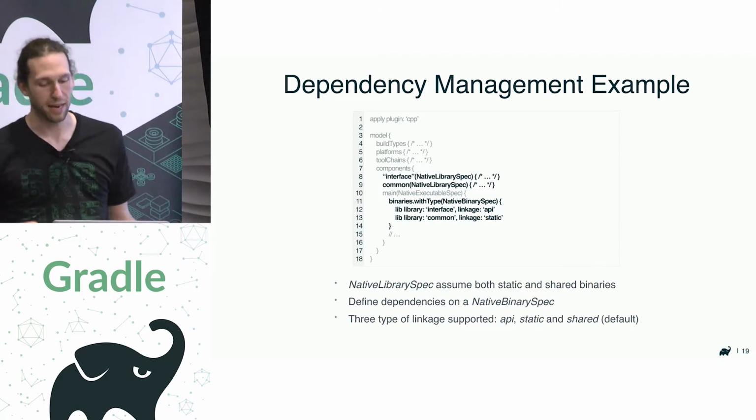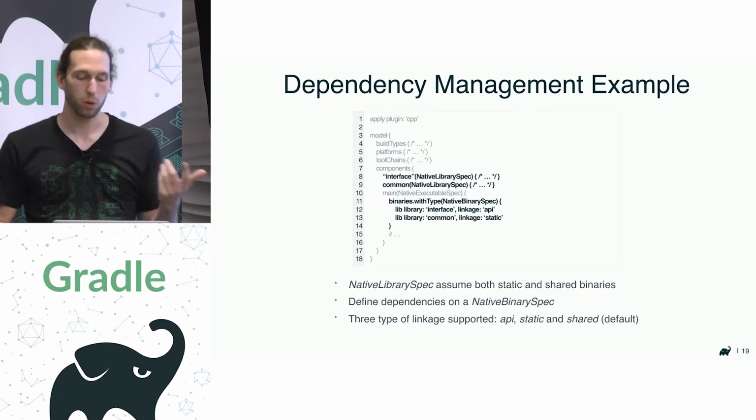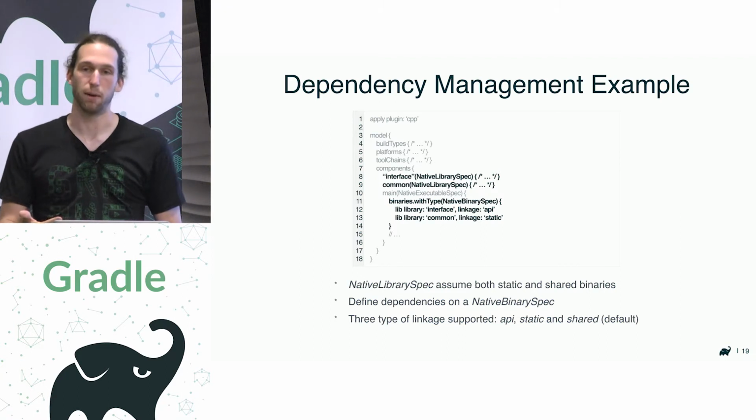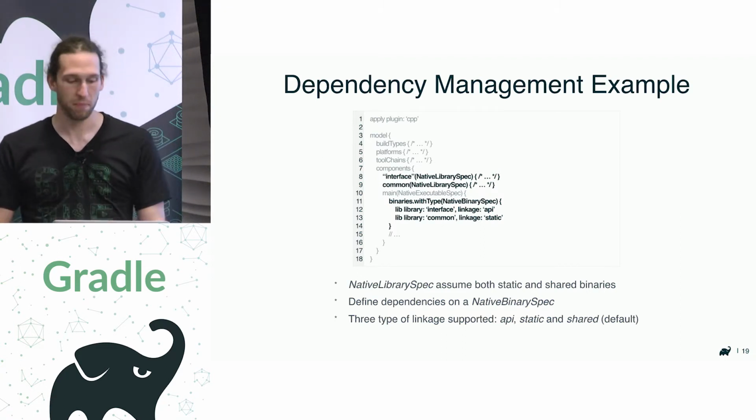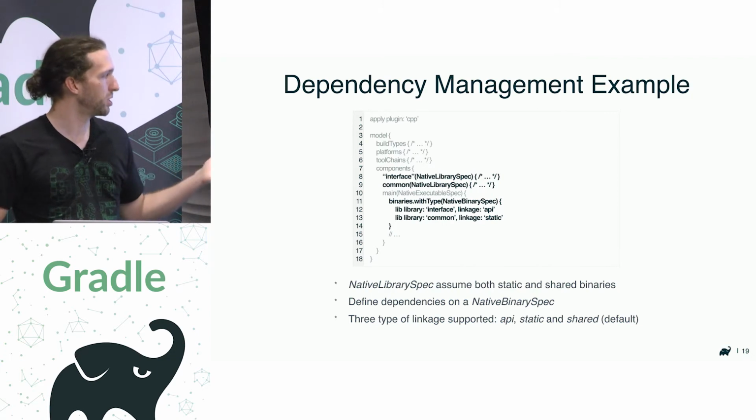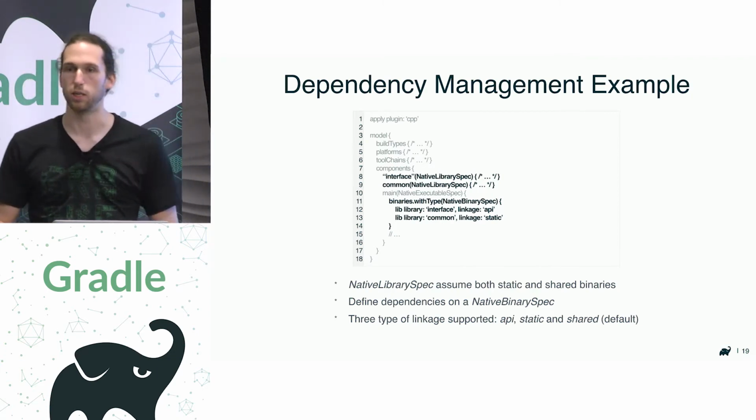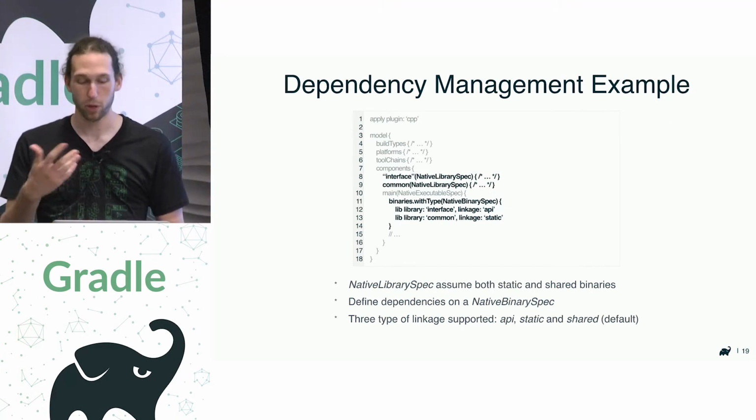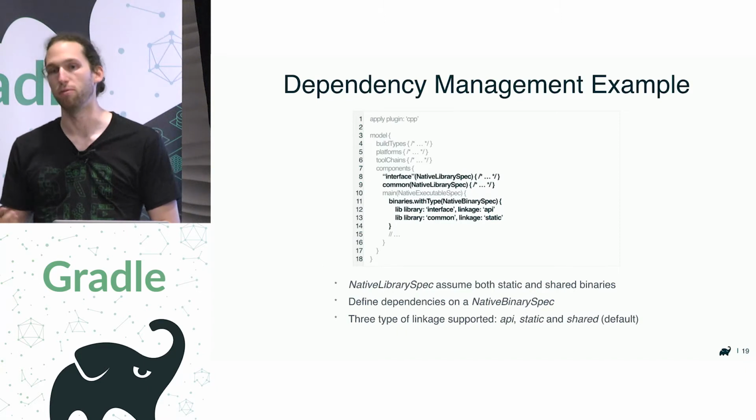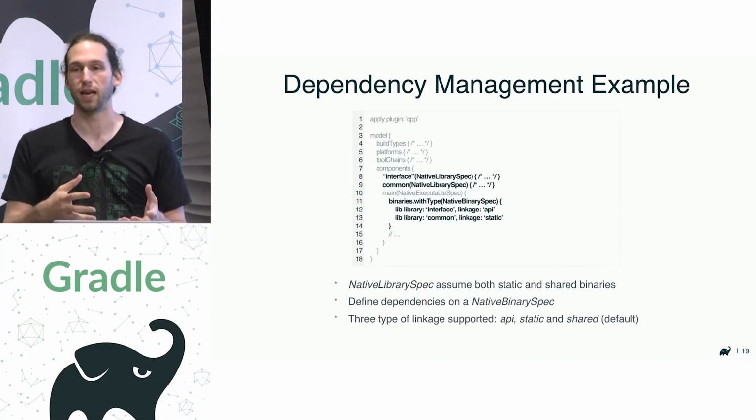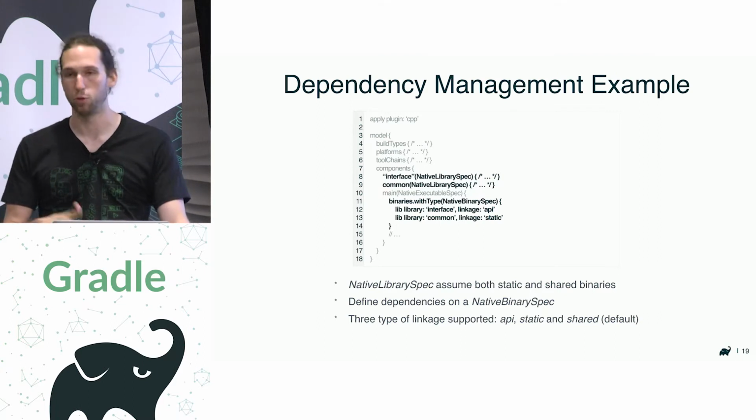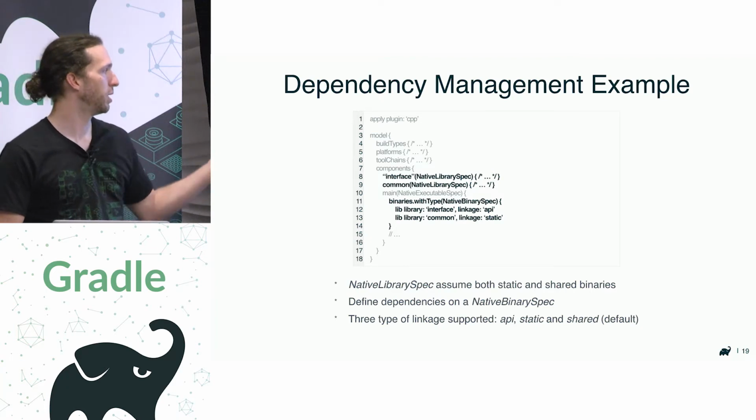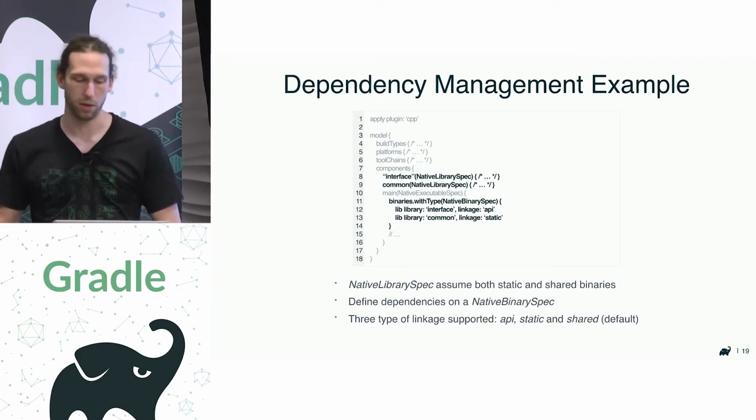The second one is static. Static means we're going to consume the header, also during pre-processing, and the static library during linking. And the one that's not there, which is the default if you don't specify any linkage, is shared. Shared basically gets the header for pre-processing, and the shared library for runtime, and then the static library of that shared library for linking to the API. Dependencies also work across projects. You can specify what project you want and then the library in there.